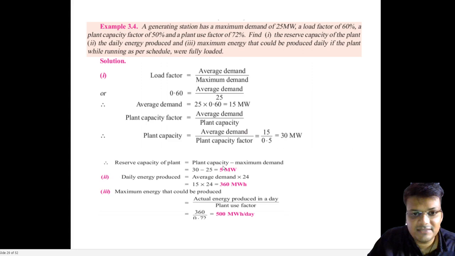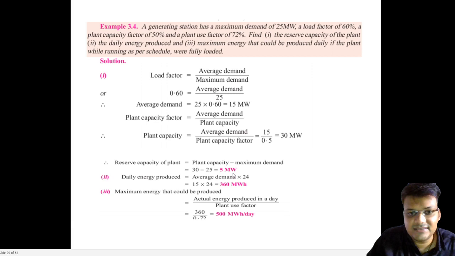Now the second question is the daily energy produced. The daily energy produced is the average demand into 24. Now here, look, it is given in megawatt hour, that is 15 into 24, because the answer is in megawatt. So we have to be very careful about writing in megawatt or kilowatt. Simply take whatever convention you use, and you will get the answer right. Don't bother whether it is given in kilowatt or megawatt. Take one convention, and you will get the correct answer. If it is an optional question, you will find the correct answer.